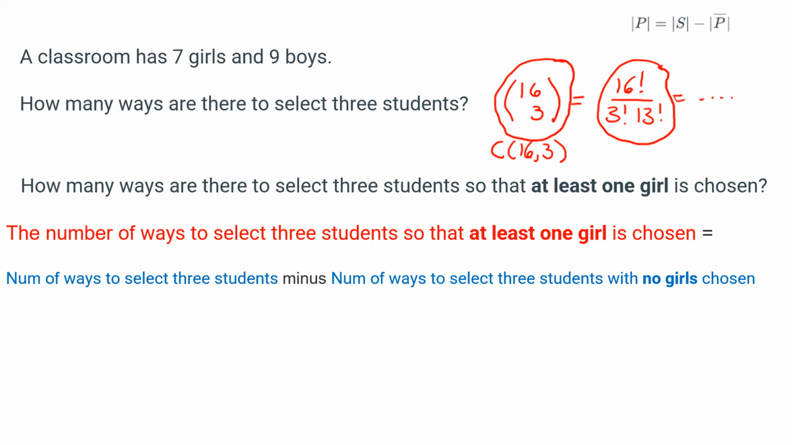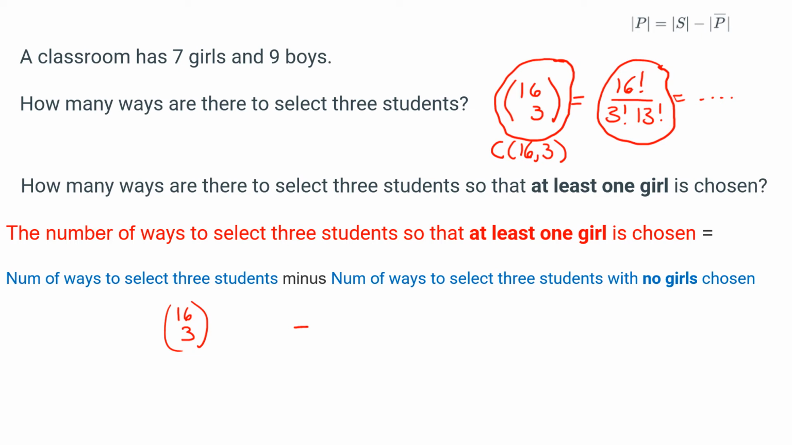The number of ways to select 3 students so that at least 1 girl is chosen would equal the number of ways to select 3 students, which we just found, minus the number of ways to select 3 students with no girls chosen. And that's going to be even a little easier. So first of all, that first one we've just found was 16 choose 3. And then we would subtract, and let's figure out what that would be here.